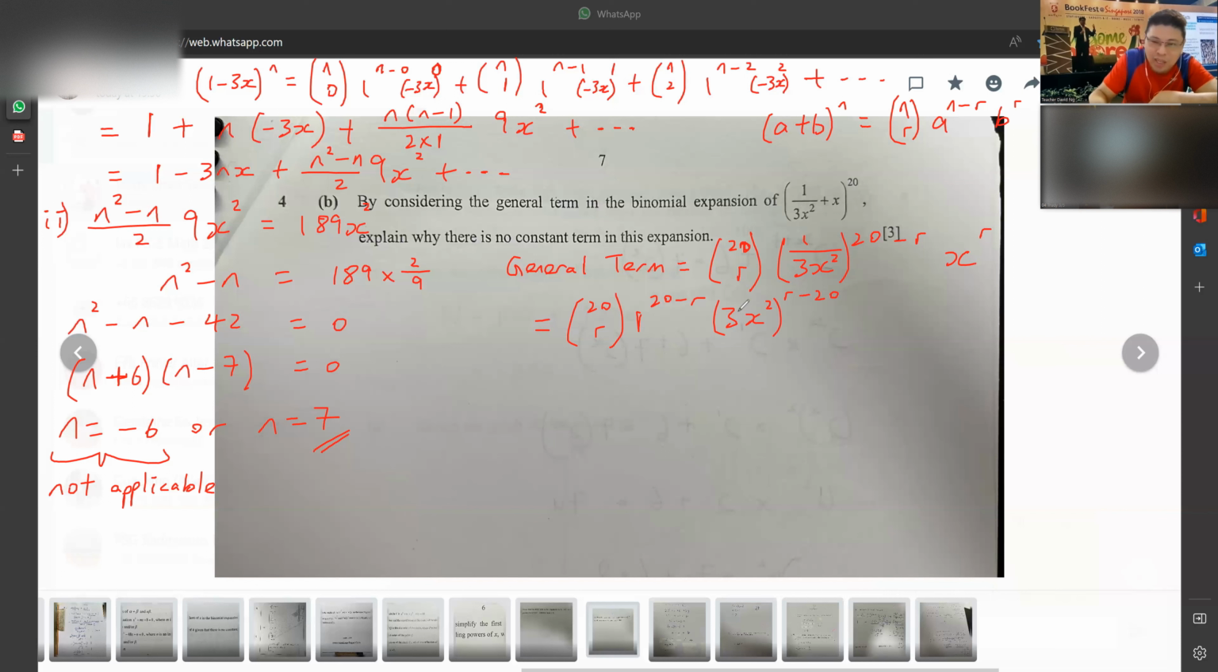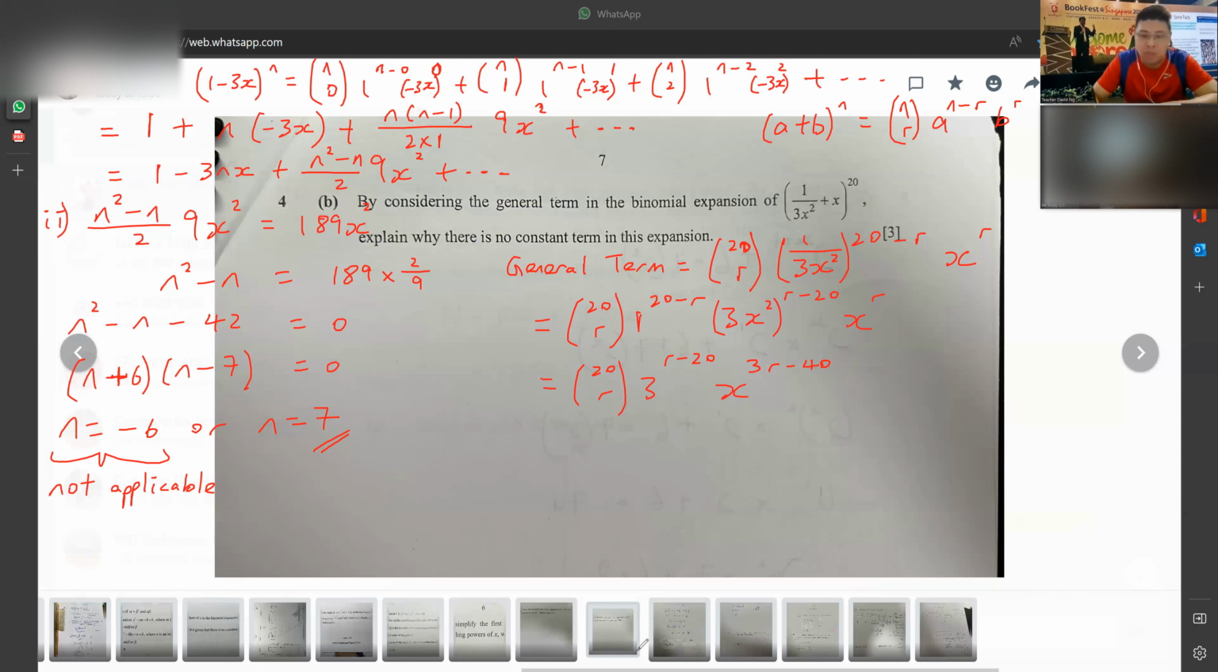You don't go and write 3 negative 1, x negative 2, then 20 minus r. You deal with all the negative indices. So you can revert this thing as r minus 20. Then keep this as 3x squared. Then x power r. And after that will be 20Cr again. One power anything is one, right? So I no need to write this again. Okay, I just write 3 power r minus 20, x power 2r minus 40 plus r. Okay, plus r. Understand? This one will become 3r minus 40, right? 3r minus 40.